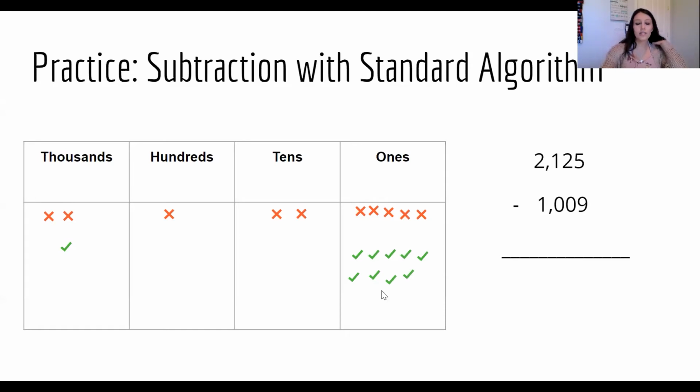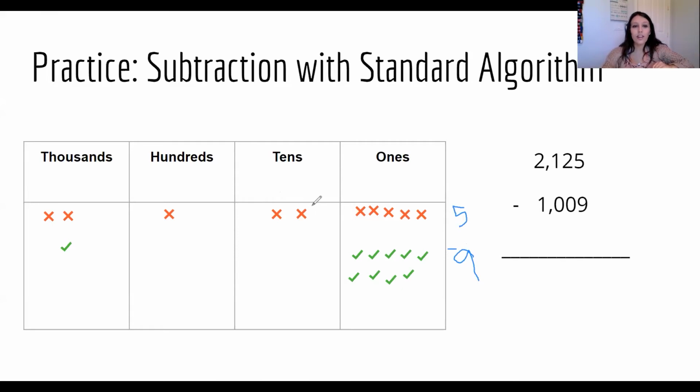Let's start in our ones column. So what we're saying right here is essentially 5 minus 9. Well, 5 minus 9, we can't do that, right? Because we just can't do that and have a whole positive number left. Like, it just doesn't make sense. So I'm going to tell you guys a trick.